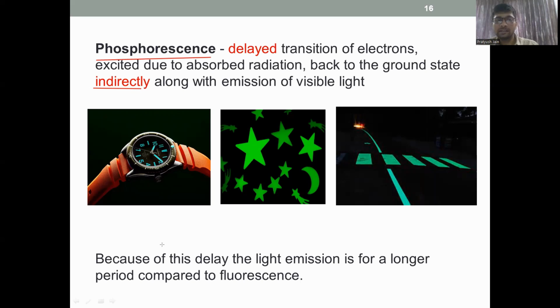Because the electron comes back indirectly, there is a delay, so the light emission is for a longer period of time. The transition of electrons is delayed, and this light emission is for a much longer time compared to fluorescence. This phenomenon is observed in watch dials, in glow-in-the-dark stickers, and on road strips in the dark. These are all examples of phosphorescence.